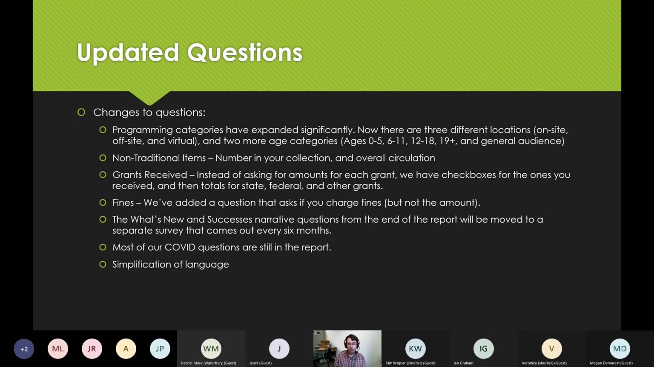And fines. Formerly we asked what's new and what successes have you had at the very end of the report. We have taken that out of the report because it seemed kind of cruel after you finish the entire report to have this long narrative question. So we have gotten rid of that. But what we're going to do instead is ask that as a separate survey. So you could do that at a totally separate time.